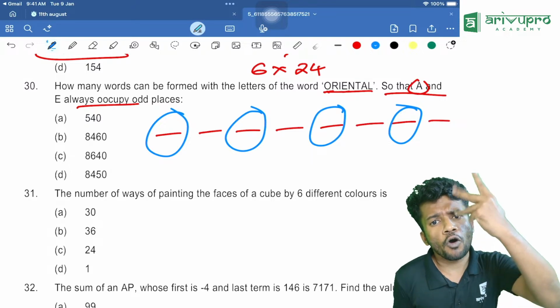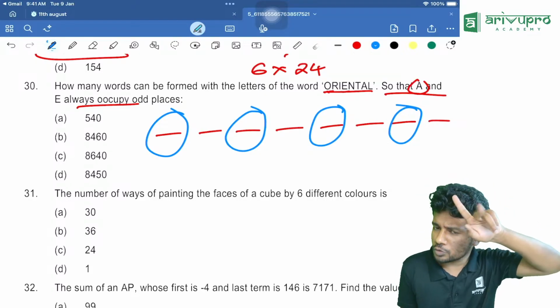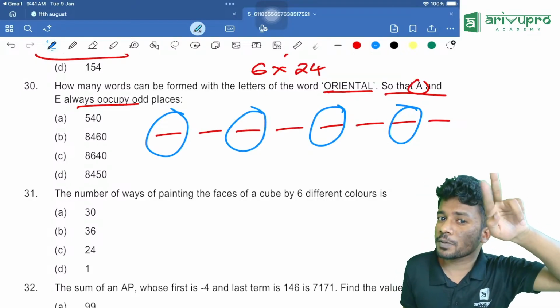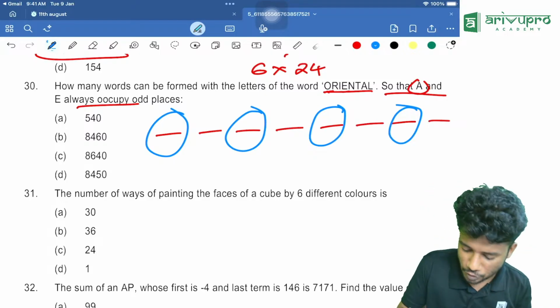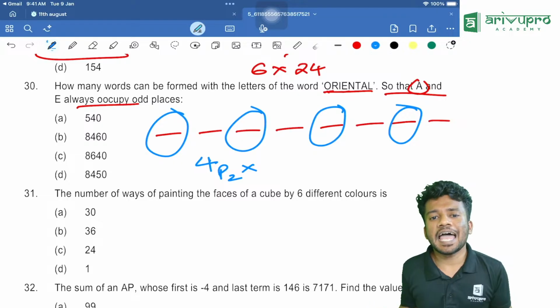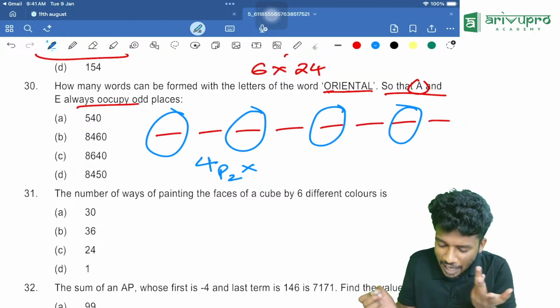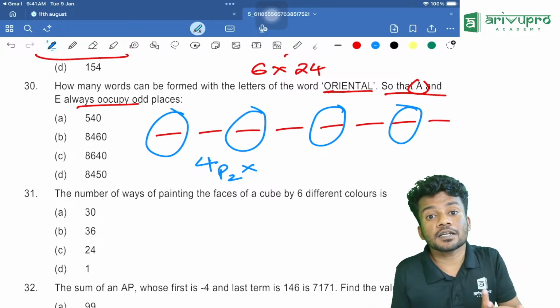People, 4 odd positions are there and only 2 letters to sit. What to do? 4 positions are there, and only 2 to sit in those 4 positions. So you can write it as 4P2. And there are remaining letters to place, right? That means how many places are remaining now?